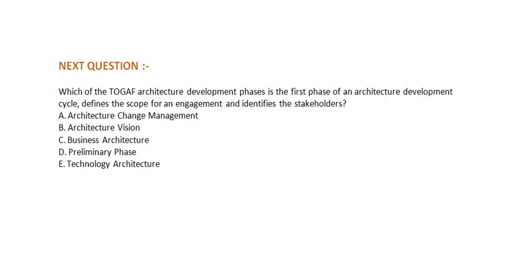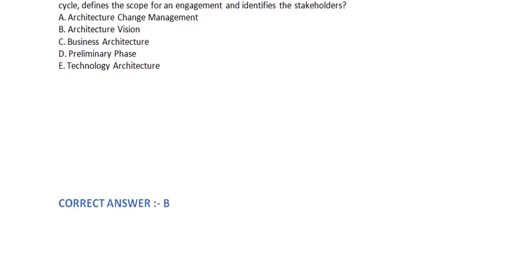Next question is, which of the TOGAF architecture development phases is the first phase of an architecture development cycle, defines the scope for an engagement, and identifies the stakeholders? Option A, architecture change management. Option B, architecture vision. Option C, business architecture. Option D, preliminary phase. And option E, technology architecture. The correct answer is option B.